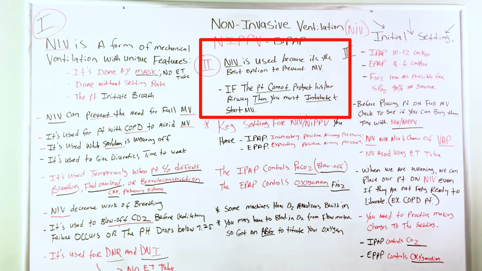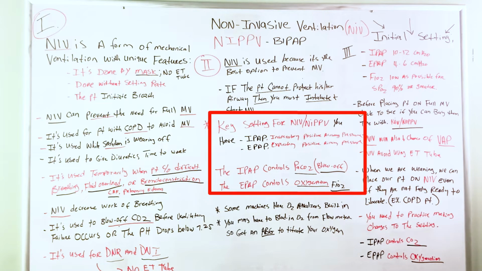Now, Roman numeral 2 in the middle of the board: NIV is also used because it is the best option to prevent mechanical ventilation. I say that again because you will see this on the TMC exam, okay? If the patient cannot protect his or her airway, then you must intubate them and place them on mechanical ventilation, all right?